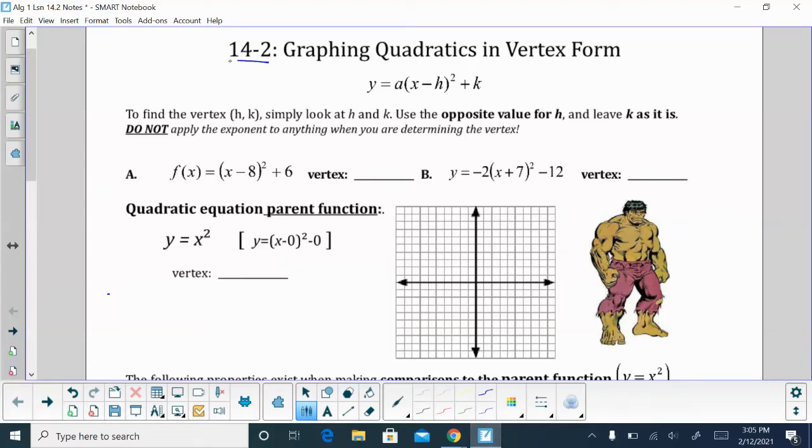Hi there. We're working on 14.2, graphing quadratics in vertex form. So a little bit different today. Here is our vertex form. Looks a little different than what we've been working with before. And the reason I know it's a quadratic is because of that exponent of 2. Tells me it's a quadratic.